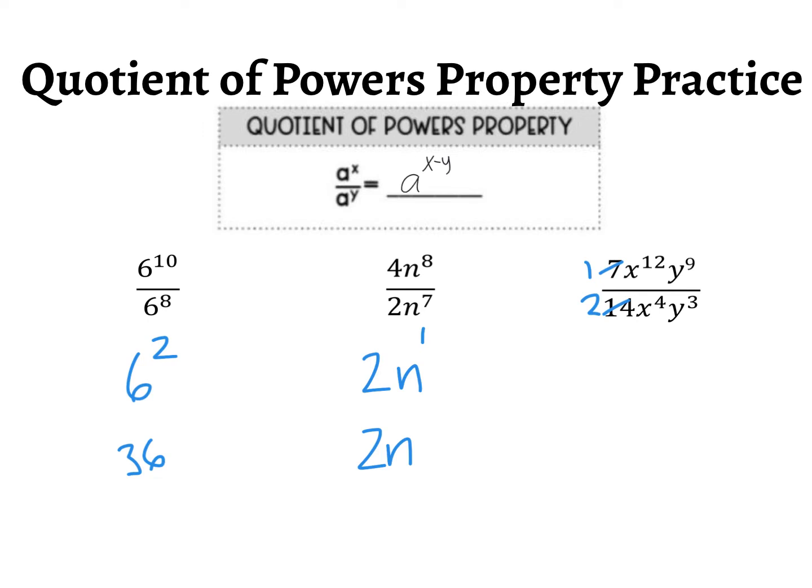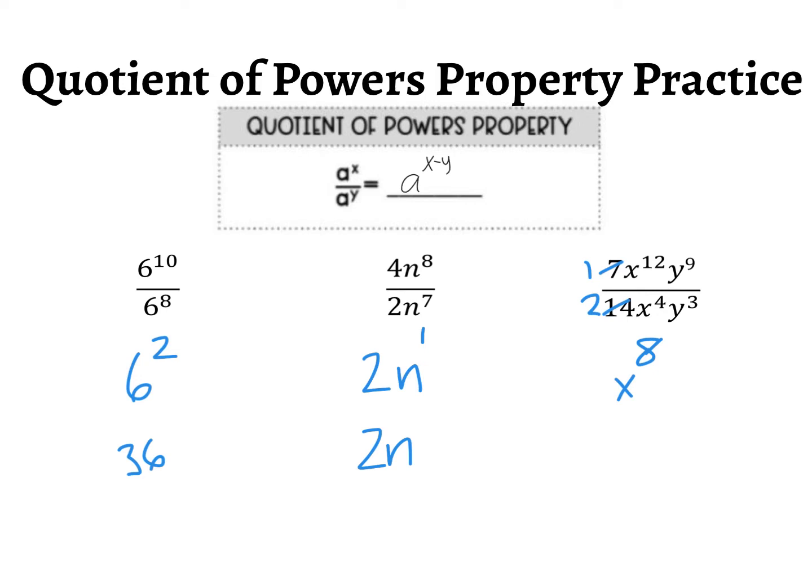Now, when you're grouping these, for the x's, we subtract the x exponents. So we're dividing these two. These are like terms. So 12 minus 4 is 8. So I have x to the 8th power. Technically, I still have the 1/2 in front, so we'll work on that in a little bit.